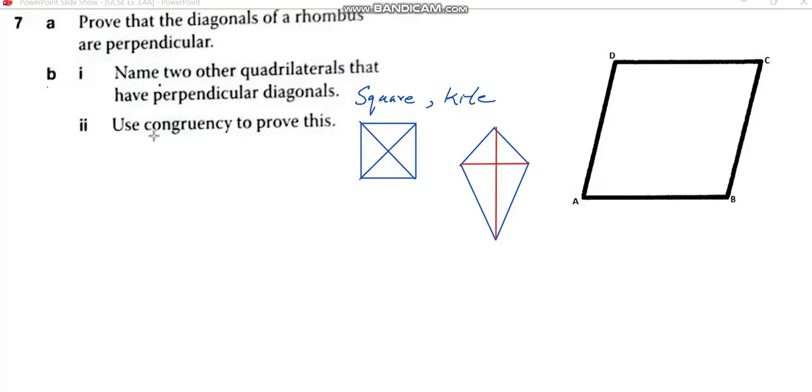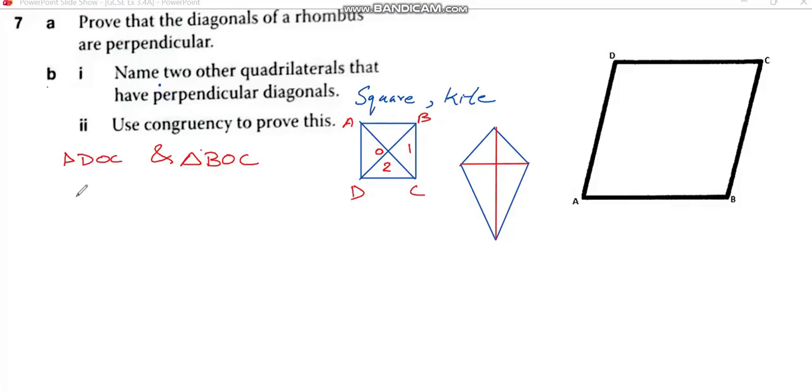In its part 2, we can use congruency to prove this. So in the square, again, as we proved in the case of the rhombus, we can also take 2 triangles. First, we can name the vertices A, B, C, D. We can also name the intersection as O. And we can consider triangles 1 and 2, means DOC and BOC. So let's compare these 2 triangles, triangle DOC and triangle BOC.